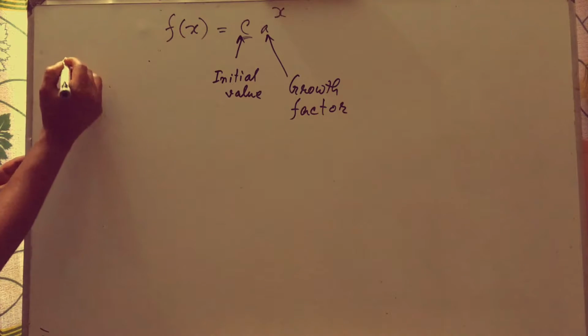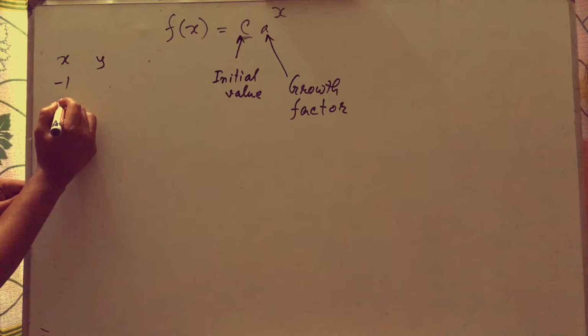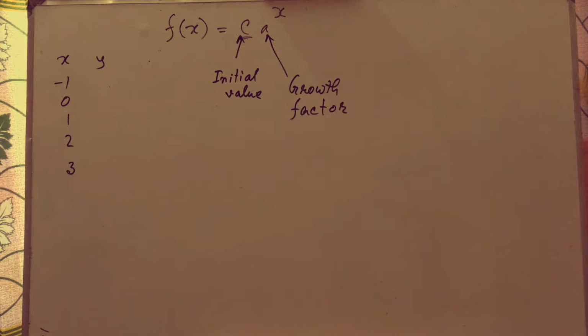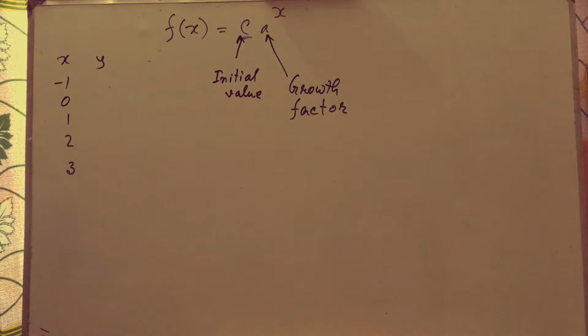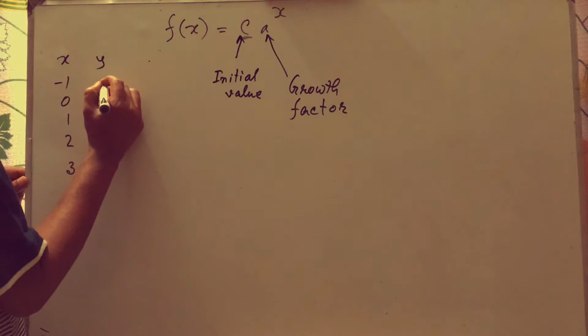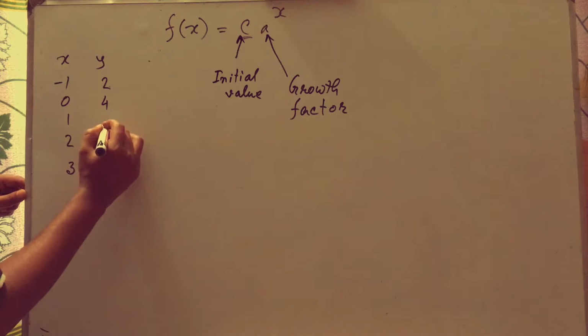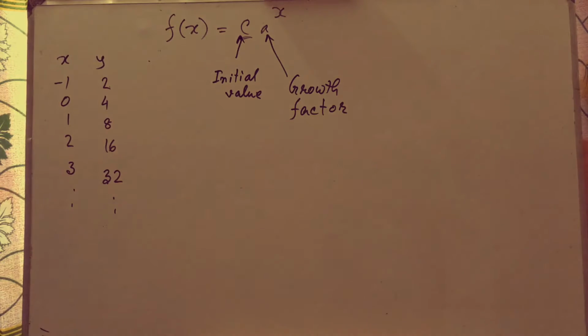Let's look at some data, x and y. Let's say x is -1, then 0, 1, 2, 3. And let's put some data for y: 2, 4, then 8, 16, 32. This way we define some data, and if you look at the values, you will see these data are exponential data.